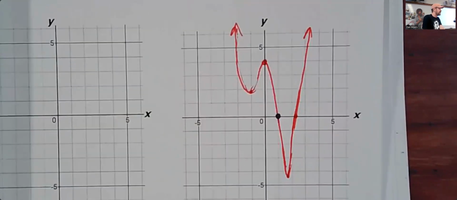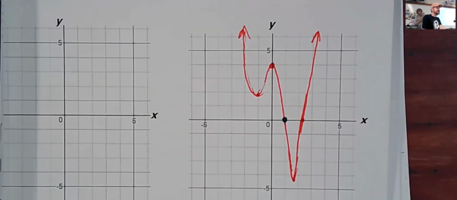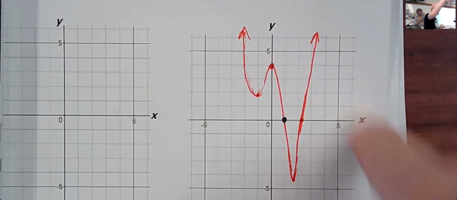Now, obviously, that's not a great looking graph. It's a little bit hard to get them perfect, but in general, put it on your graph, figure out the x-intercepts, figure out the y-intercept, figure out your local mins and maxes, and that will give you the general shape of your graph.